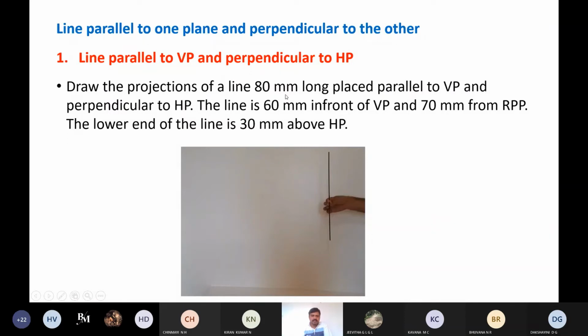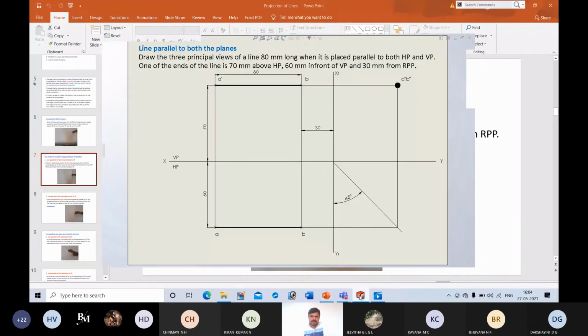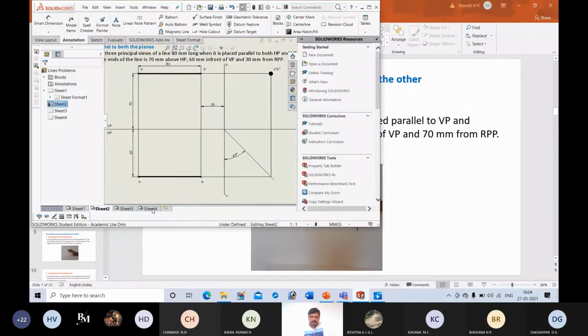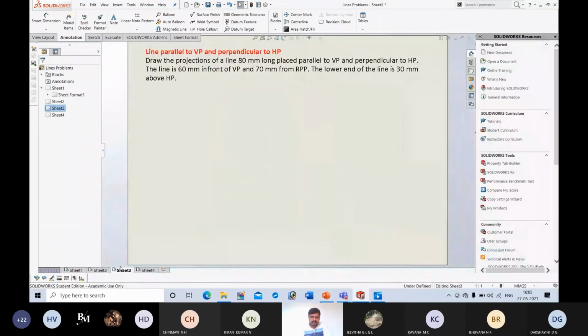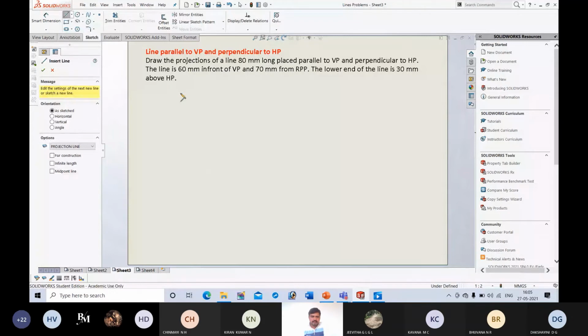Draw the projections of a line 80 mm long placed parallel to VP and perpendicular to HP. The line is 60 mm in front of VP and 70 mm from RPP. The lower end of the line is 30 mm above HP. So these are the given conditions. I will solve it on SolidWorks. Again, I shall start by drawing the XY line.